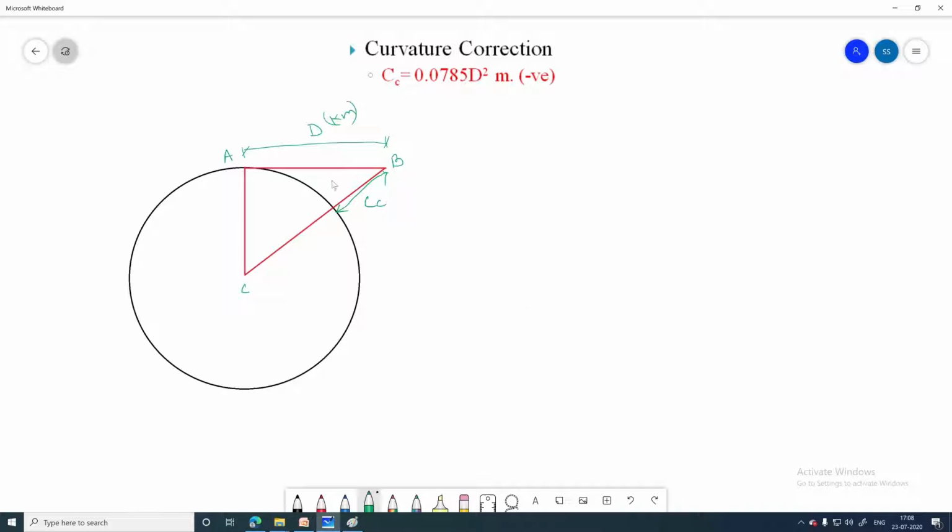Okay, so here what is the level line? This particular line is the level line, and this is the horizontal line, right? Now from this triangle ABC, what we can write is AC square plus AB square is equals to BC square, right? Pythagoras theorem.